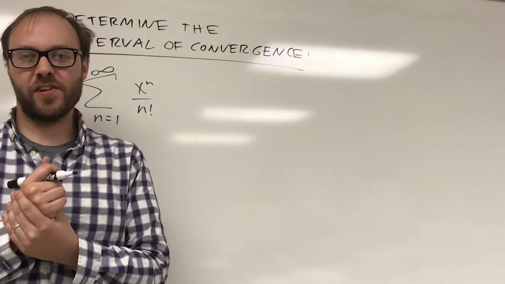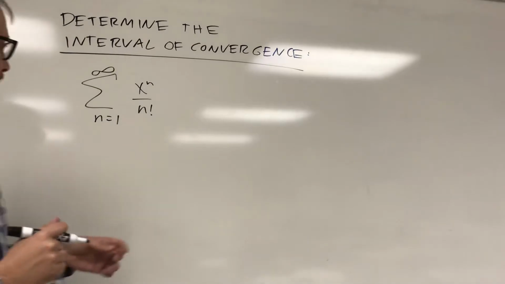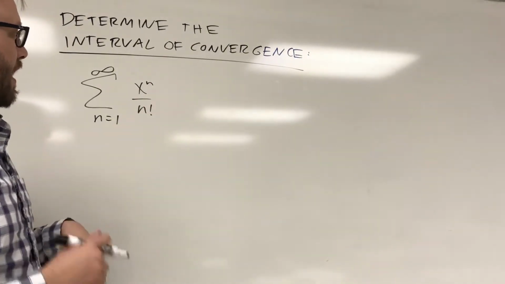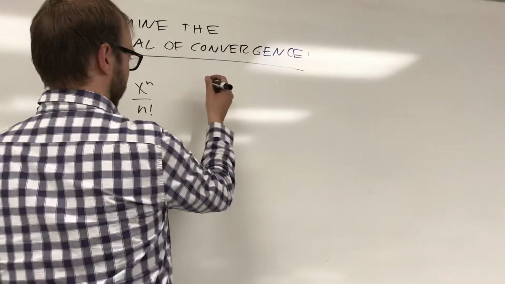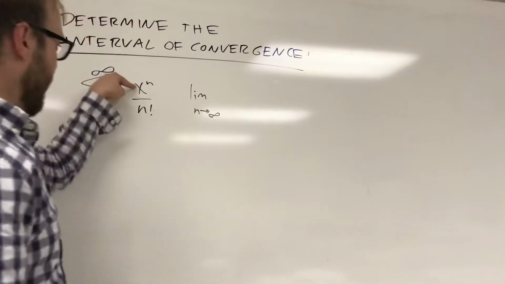I thought I would do one additional interval convergence problem. This is actually the e to the x definition, x to the n over n factorial. So I wanted to look at this. We want to look at the limit as n approaches infinity of the n plus 1 term.